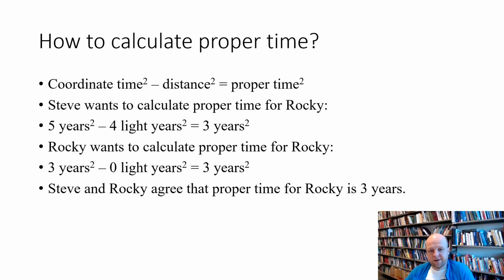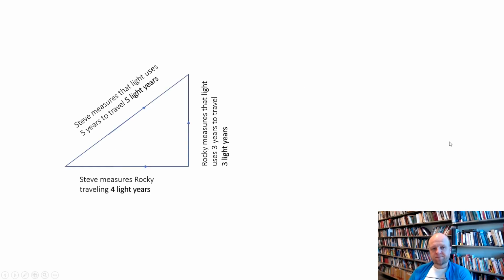So they both agree with this method that the proper time for Rocky between these two events is 3 years. And if we want to calculate the proper time for Steve, we would say that, well, he measured 5 years and that he was just sitting still in his lab. So 5 squared minus 0 squared will give 5 squared. So the proper time for Steve is 5. The proper time for Rocky is 3, and they can both agree on this. And everyone can agree on this, that the proper time is 3 and 5 years for those two.